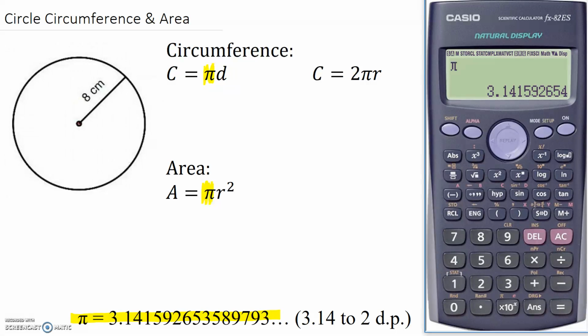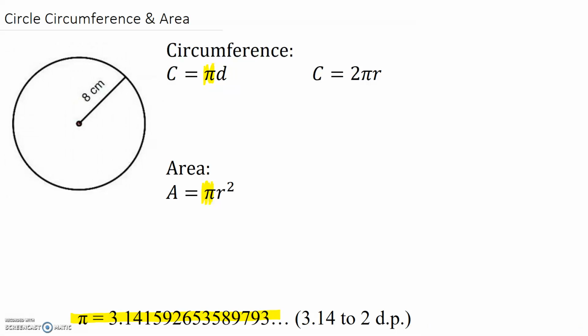Okay, so if you're interested in what that number means, or where it comes from, you'll find that if you take the circumference of a circle and you divide it by the diameter of the circle, you'll always get that number pi. It doesn't matter how big or small the circle is. But as long as you can use that number and know where it is on your calculator, we should be good to go.